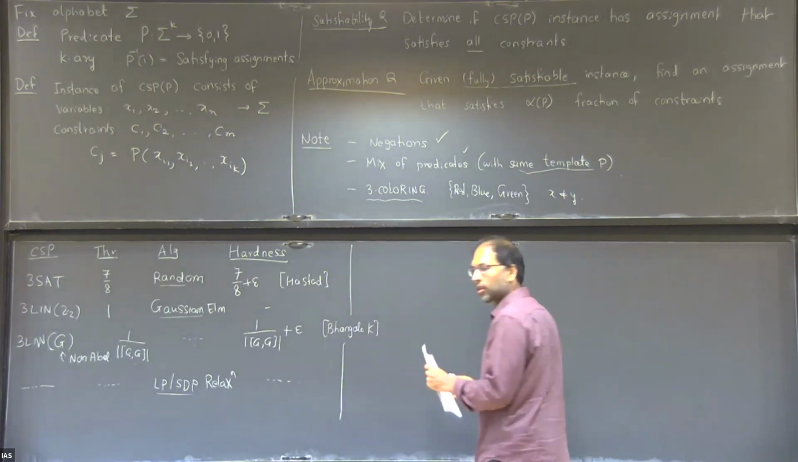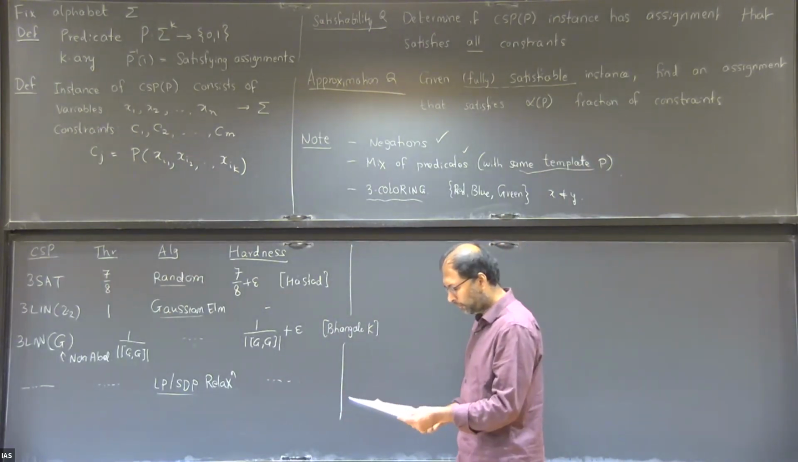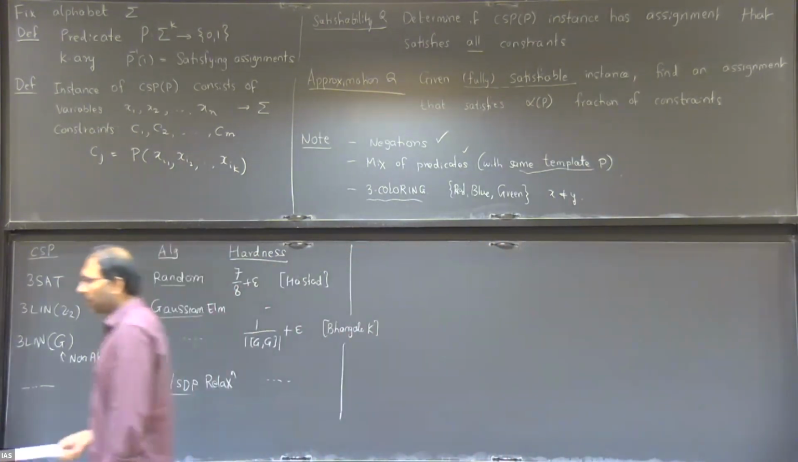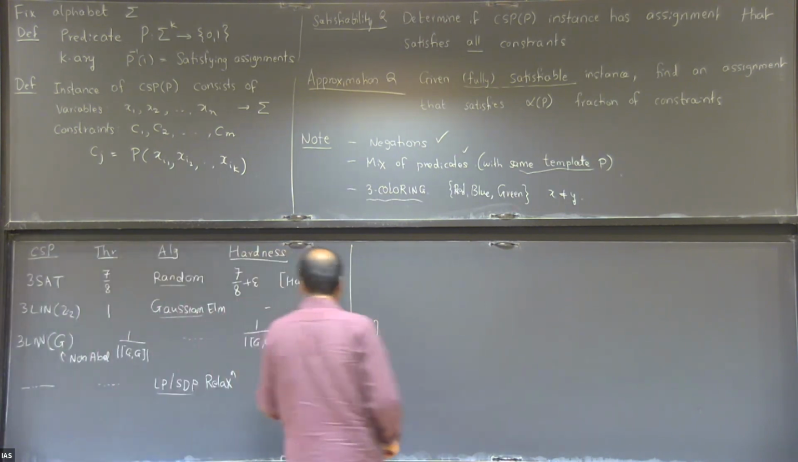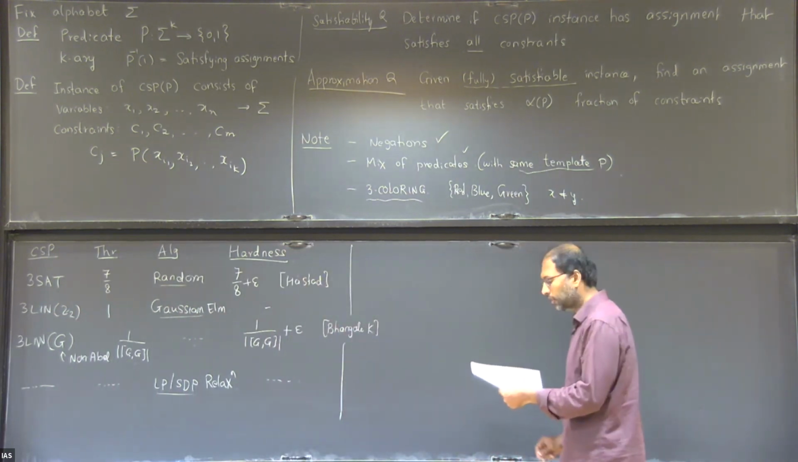Are there also results on KSAT? I think KSAT is exactly the same situation. The threshold is exactly 1 minus 1 over 2 to the k. That's known to be sharp. Yeah, that's known to be sharp, yes.